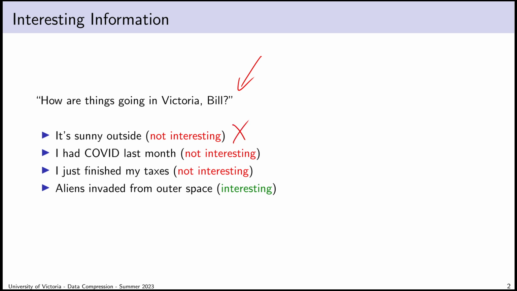That's not interesting. They would know that. If they know anything about Victoria on the west coast of British Columbia, they know it's pretty nice in April. I could tell them, oh, well, I had COVID last month. That's not interesting either. Not just because that's sort of a downer, but also because, unfortunately, in 2023, people get COVID pretty often. So there's nothing too exciting about that piece of information. It's also a little bit morose.